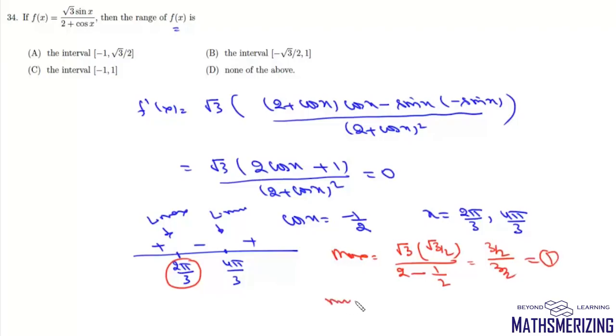In the same way we can find its minimum value. So it'll be root 3 and then minus root 3 by 2 and it'll be 2 minus 1 by 2. Again it'll be minus 1. Now this function is a continuous function. So we'll take all the values between maximum and minimum value. So the interval or the range of f(x) is from minus 1 to plus 1, and that's your option number C.